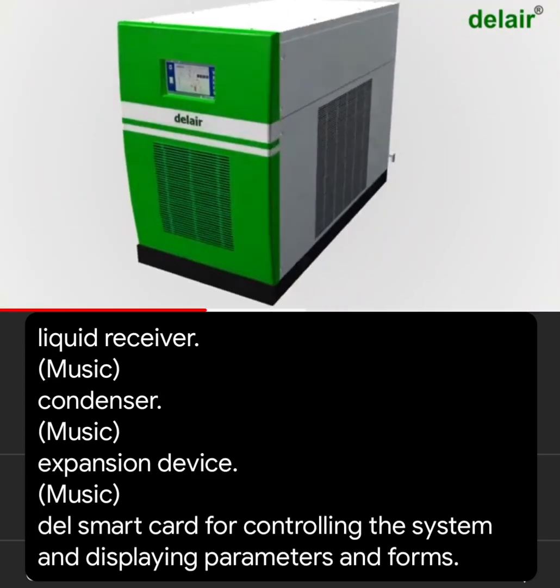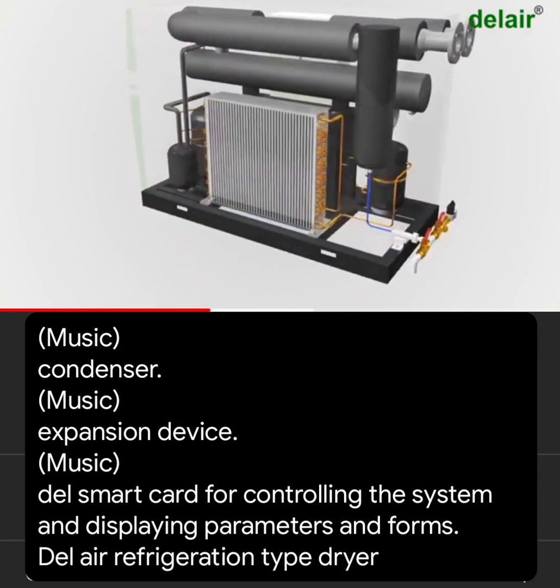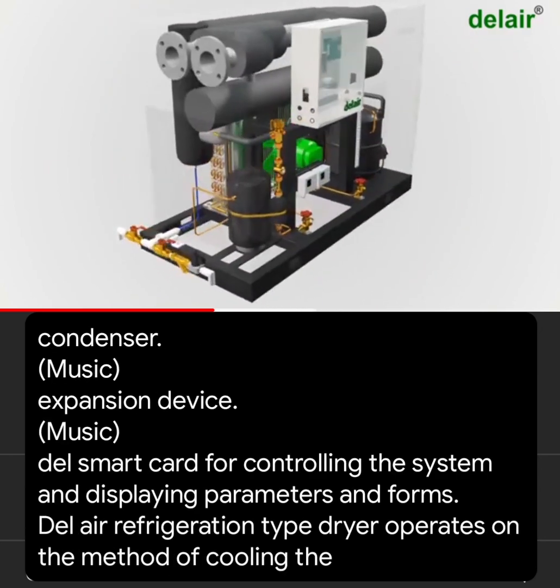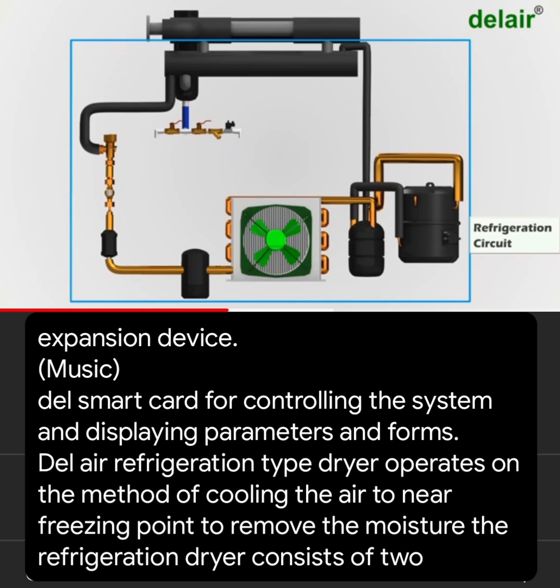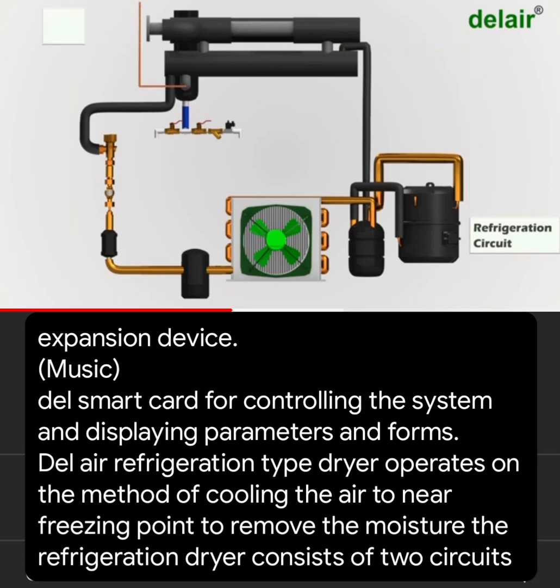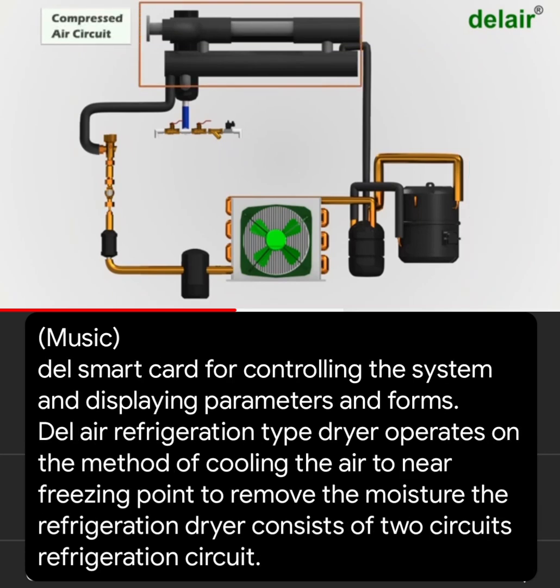Dell Air refrigeration type dryer operates on the method of cooling the air to near freezing point to remove the moisture. The refrigeration dryer consists of two circuits: the refrigeration circuit and the compressed air circuit.